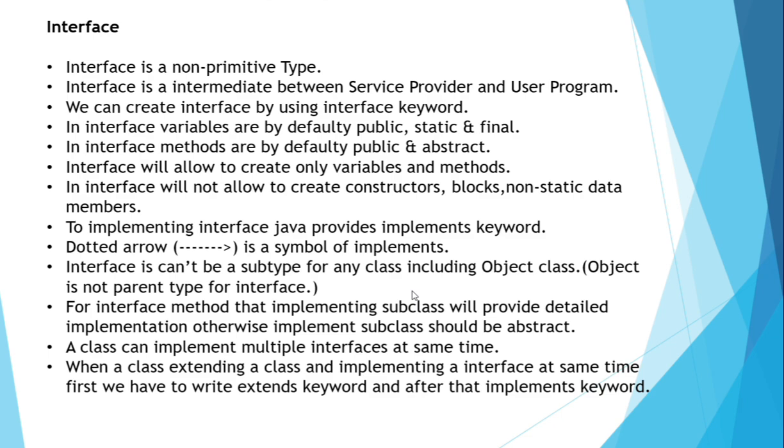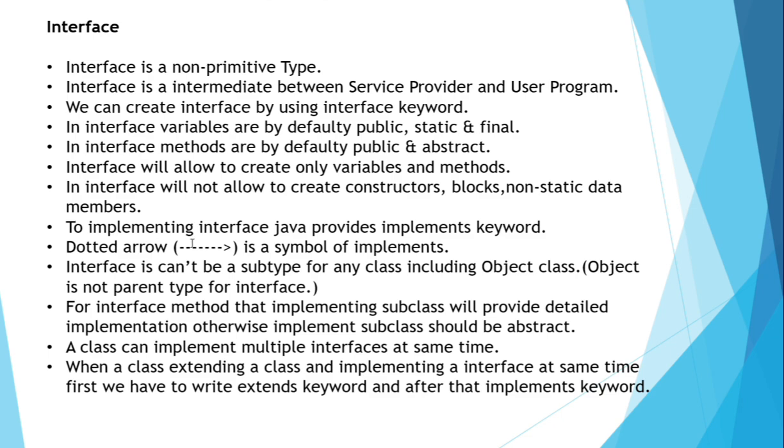Interface is a non-primitive type, and interface is the intermediate between service provider and user program. We can create an interface by using the interface keyword. In interface, variables are by default public, static, final. Methods are by default public and abstract. Interface will allow us to create only variables and methods. Interface will not allow us to create constructors, blocks, or non-static data members.